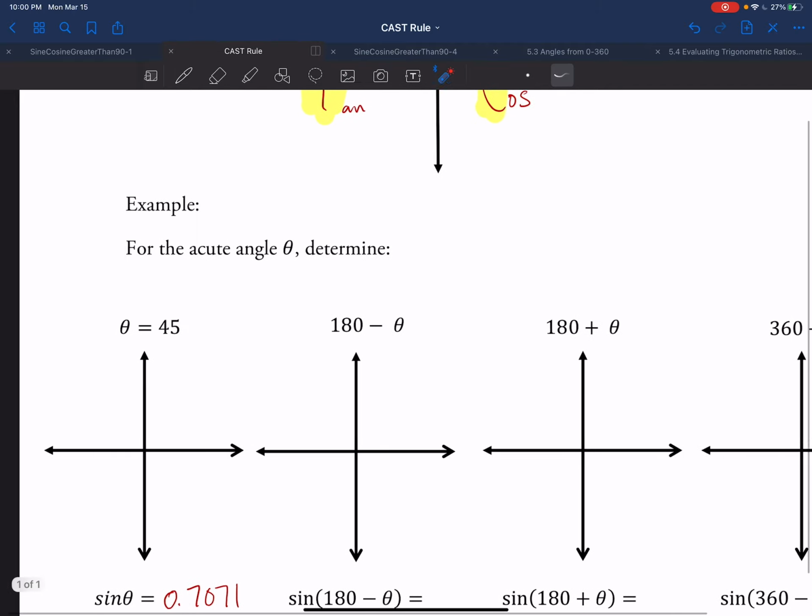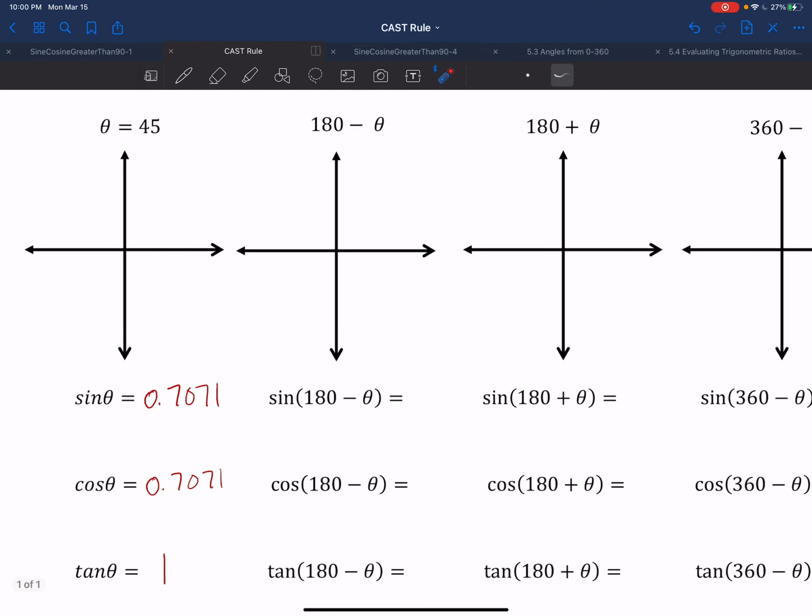So, as an example, I filled in some of it already. 45 degrees would be in quadrant 1. It's 45 degrees away from the x-axis. So if I did the sine of 45 degrees, so theta is 45, right? That symbol here means theta. It's called theta. So sine of 45 degrees is 0.7071. The cos of 45 degrees is 0.7071. And the tan of 45 degrees is 1.